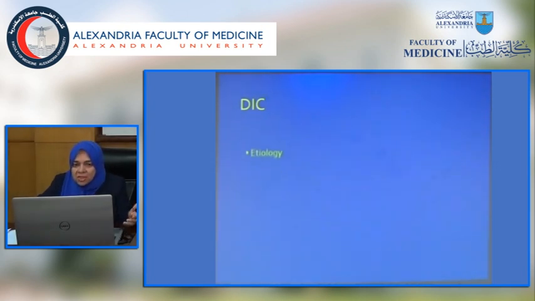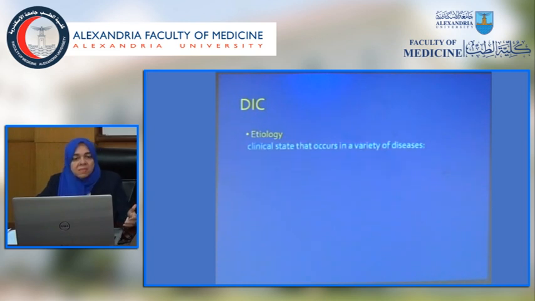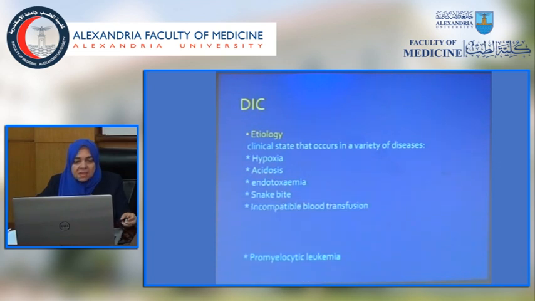What are the etiological factors of DIC? There are many clinical states that occur in a variety of diseases. It is due to hypoxia, acidosis, and endotoxemia, and these are the main problems. The major causes of DIC are sepsis with severe bacterial infection, snake bite, incompatible blood transfusion, and promyelocytic leukemia.